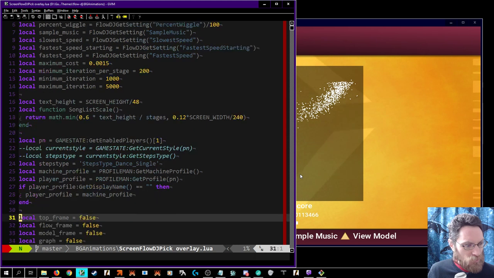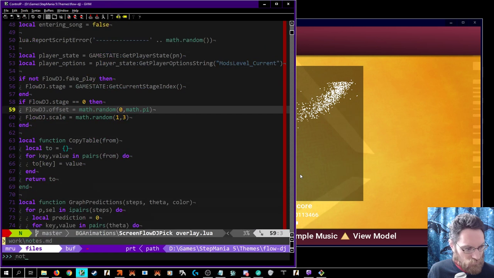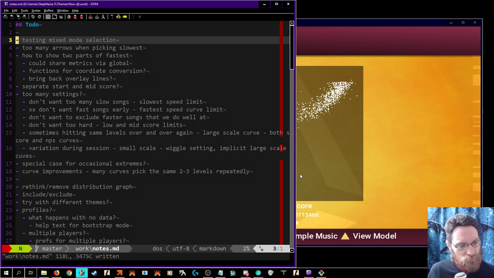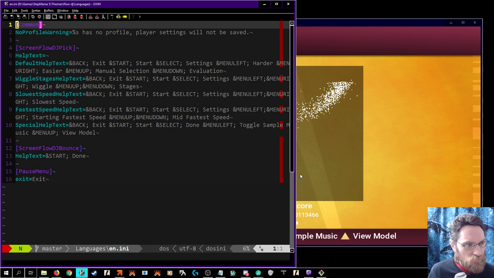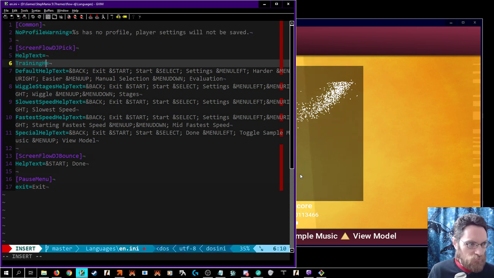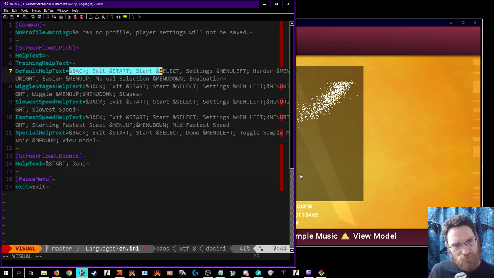So I needed the theta reset to test this. So this works. Is it not English? N. So help text. Back, exit. We're still able to do settings during this for certain things.